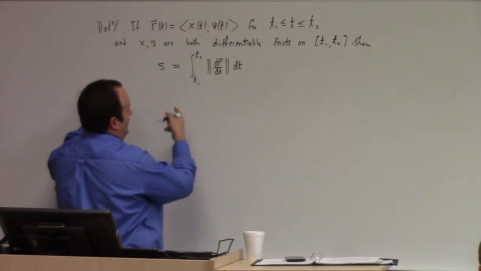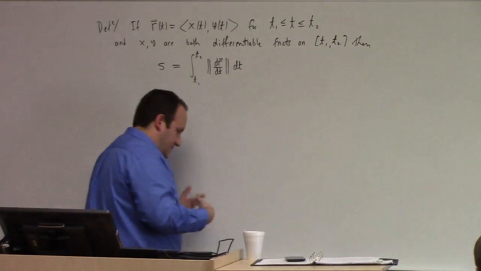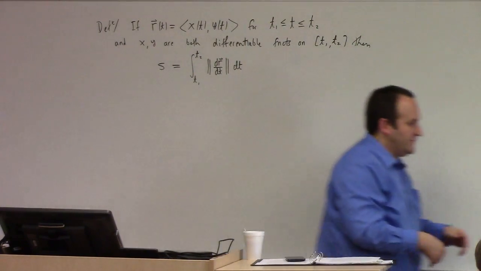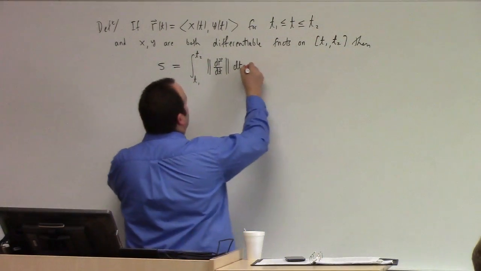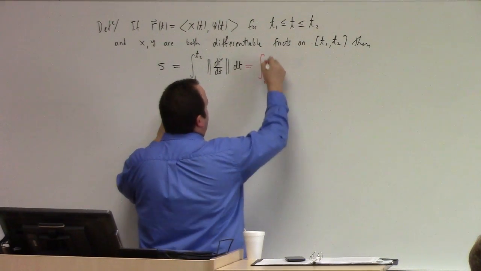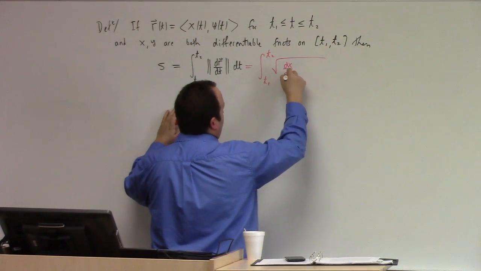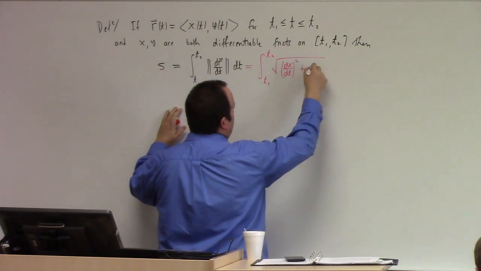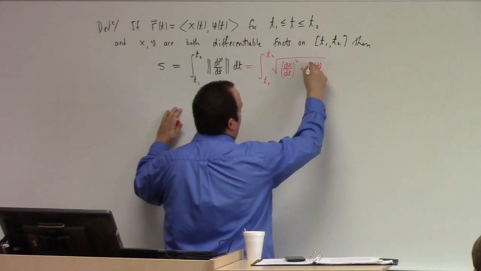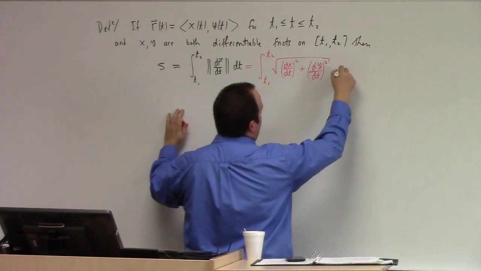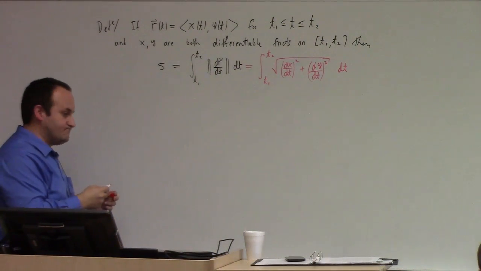Now, that's a nice definition. If you want me to give you a more hands-on formula for it, let me do that too. What this means is the integral from t1 to t2 of the square root of dx dt squared plus dy dt squared, dt. All right, so that's the arc length formula.